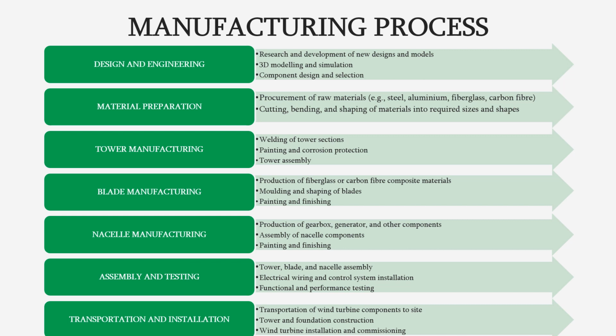Tower production. Wind turbine towers are typically made of steel or concrete. For steel towers, the manufacturing process involves rolling steel plates into cylindrical shapes, welding the seams together, and painting the tower. For concrete towers, the tower segments are cast on site or in the factory and then transported to the wind turbine site.